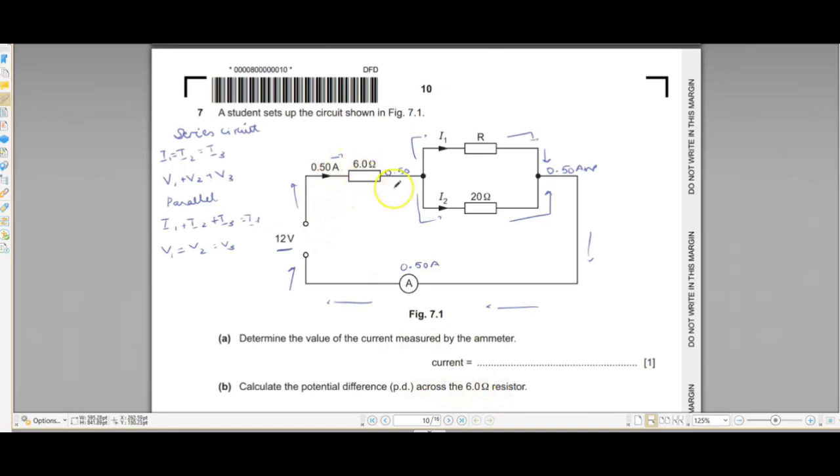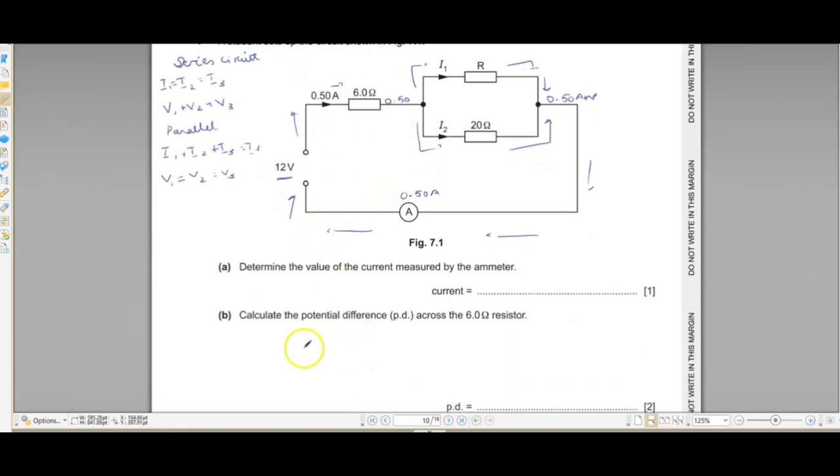So to find the potential difference, we need two things. V is equal to IR. We need the current and we need the resistance. So the current that is going to enter this resistor is going to be 0.50, and the resistor is 6 ohms. So 6 into 0.50 is going to give us an answer of 3 volts. Okay, so this resistor has a PD of 3 volts.